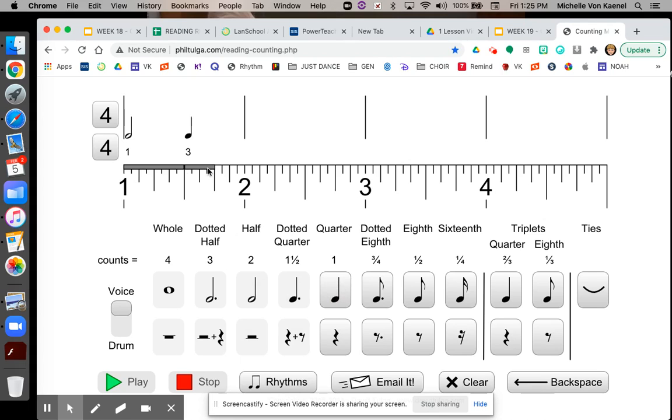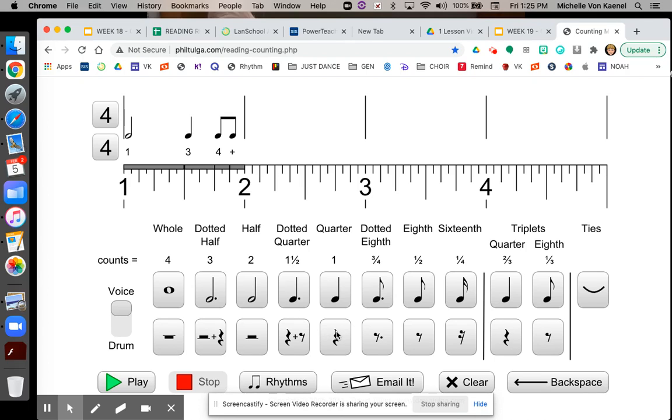Now let's say that I want to put 2 eighth notes. It would be 4 and. So my rhythm is 1, 3, 4 and.